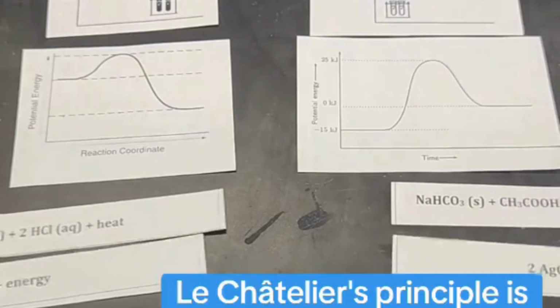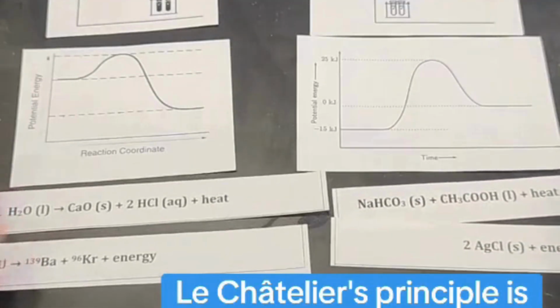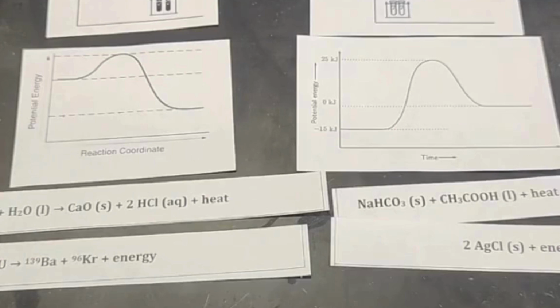We can also use the word energy. If energy is a product, it's exothermic. If energy is a reactant, it's endothermic. I find that using one of these ways to represent endothermic and exothermic is most useful when you're thinking about Le Chatelier's principle. You can also use the delta H written at the end. In that case, if it's negative, it's exothermic, and if it's positive, it's endothermic.